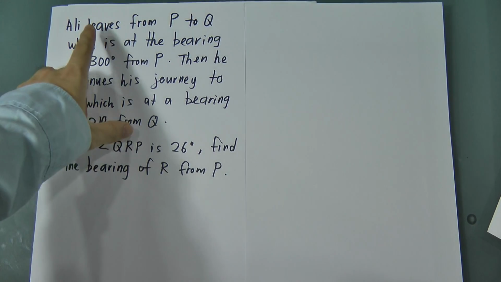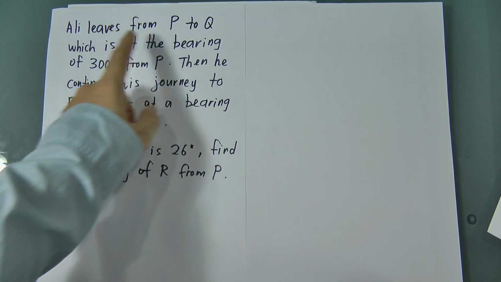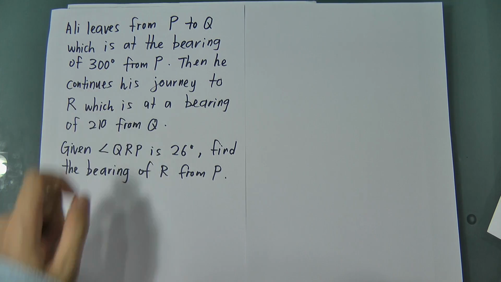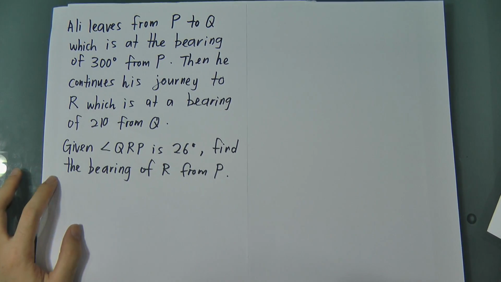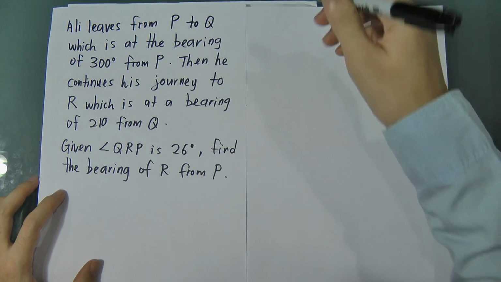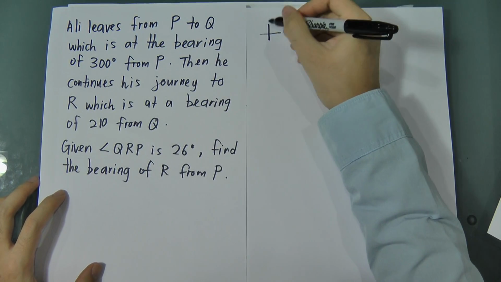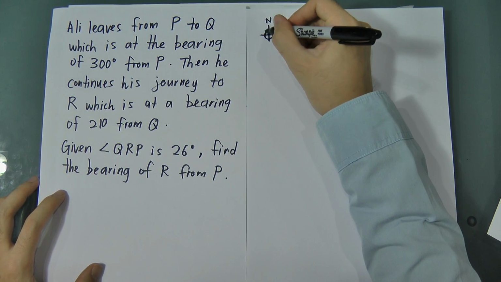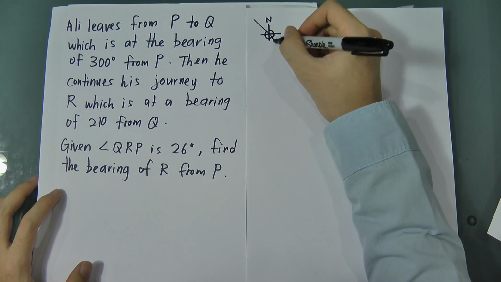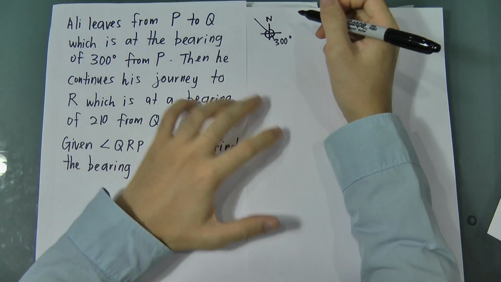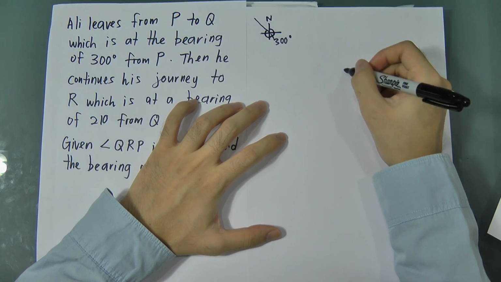He said, Ali lived from P to Q, which is at the bearing of 300 from P. So I roughly sketch out 300 because I do not know what the pattern of 300 looks like. I'm going to draw a cross. If this is north, 300 will roughly turn 90, 180, 270, roughly going in this direction. This is 300 from P, so I know P is over here. I'm going to draw this line like this.